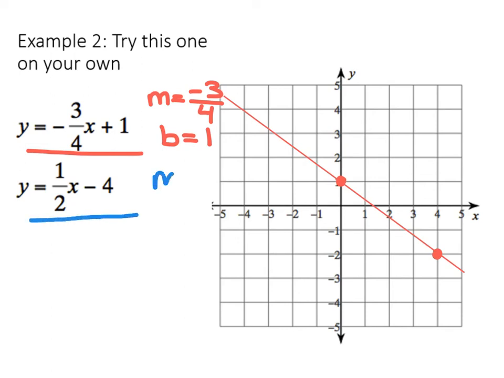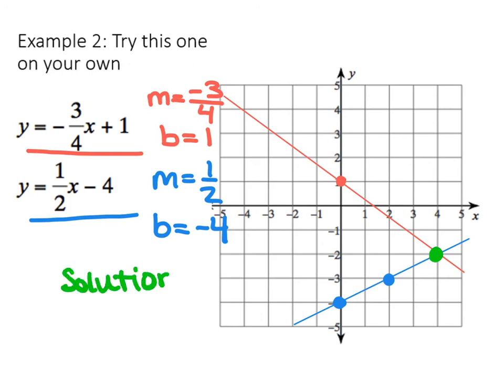So our slope is 1 over 2, and our y-intercept is negative 4. So I can plot a point at the y-intercept, go up 1 and over 2, and then draw in the line. Now the intersection of the two lines is the solution to the system. So the solution for this system would be at 4 comma negative 2.